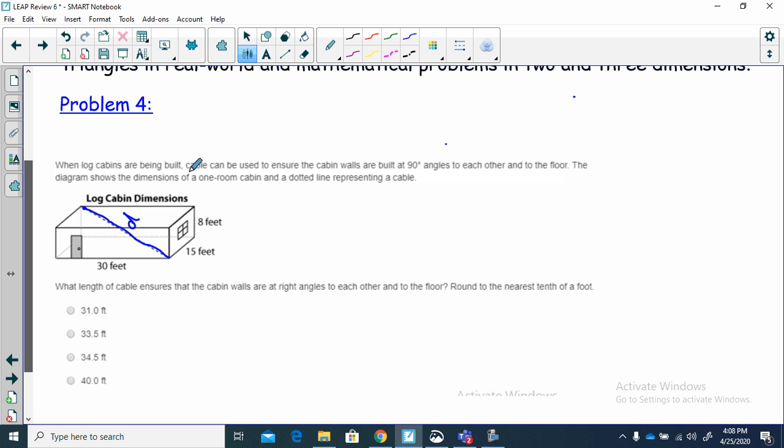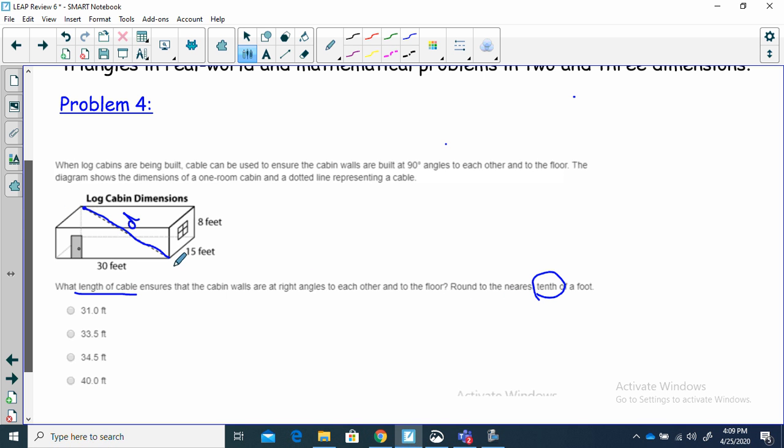When log cabins are being built, cable can be used to ensure the cabin walls are built at 90-degree angles to each other and to the floor. The diagram shows the dimensions of a one-room cabin and a dotted line representing the cable. So there's your cable. What length of cable ensures that the cabin walls are at right angles to each other and to the floor? Round to the nearest tenth. So they're asking for the tenth again.